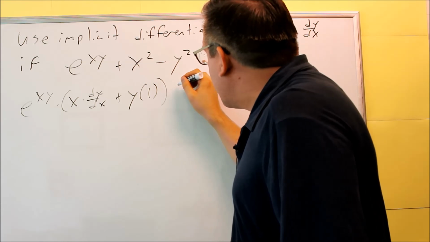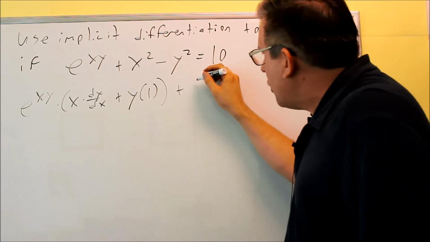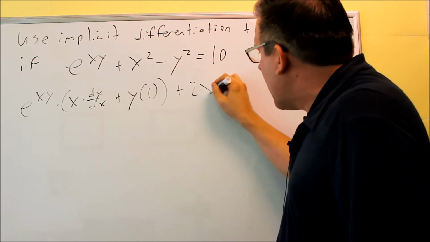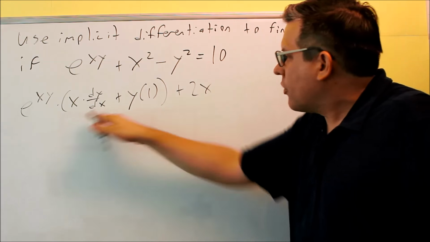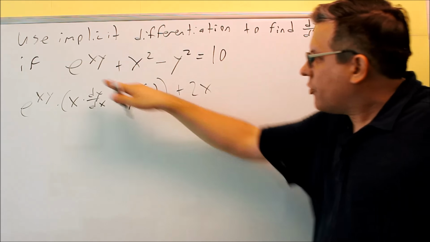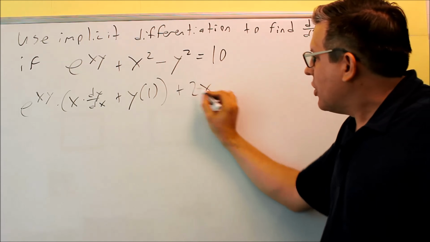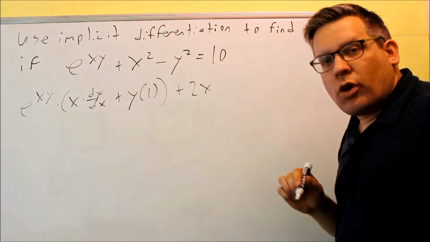That's also why when you come to the second part here, you're going to do that derivative normally too, and that one you'll do power rule. 2 comes down, x, subtract 1, and you get 2x. So I've done the derivative of the first two terms. This whole thing here is the derivative of e to the xy. Then I just did the derivative of x squared. Now I want to do the derivative of the third one.